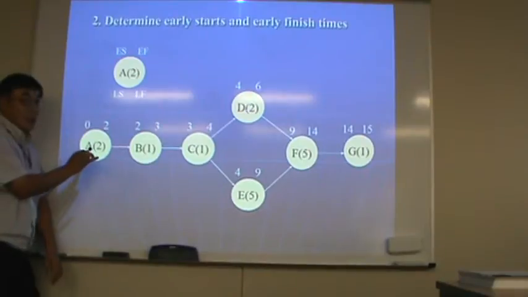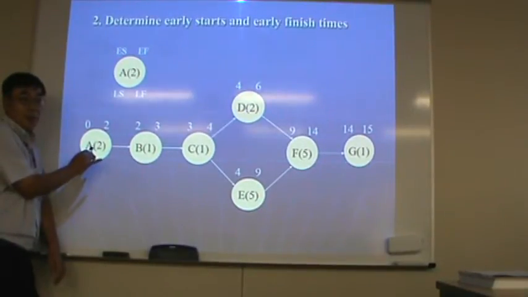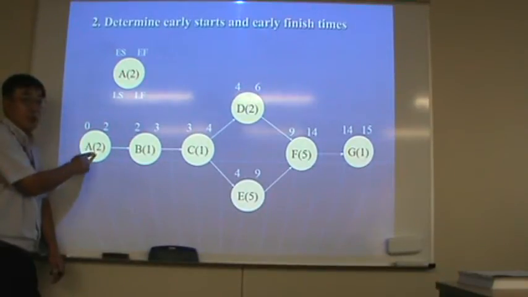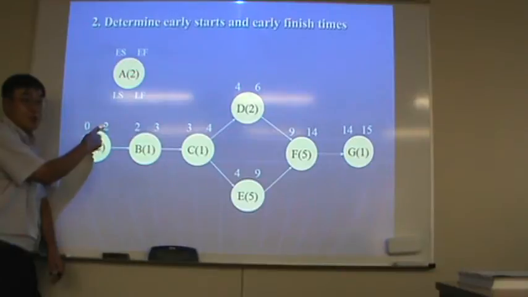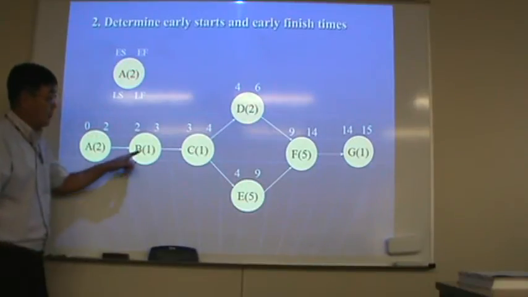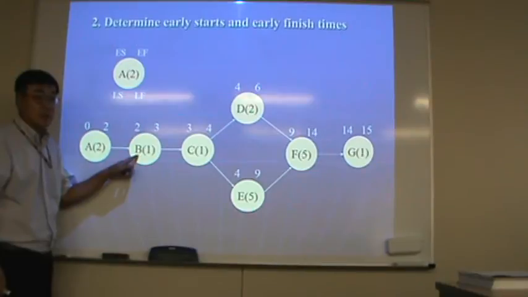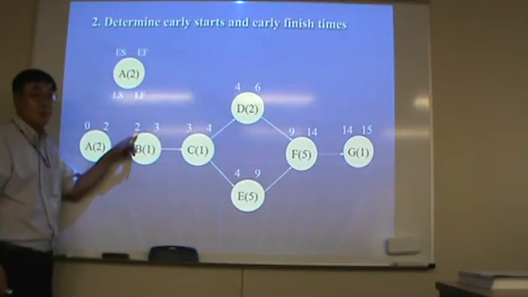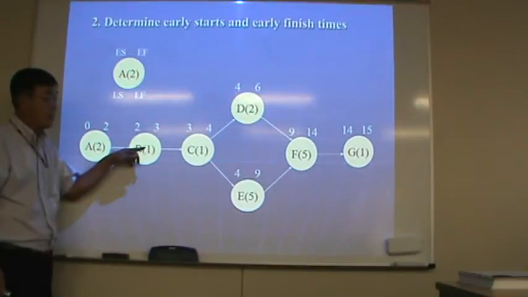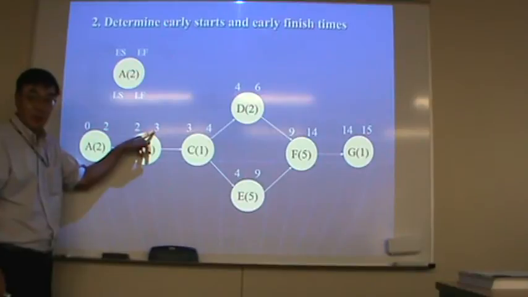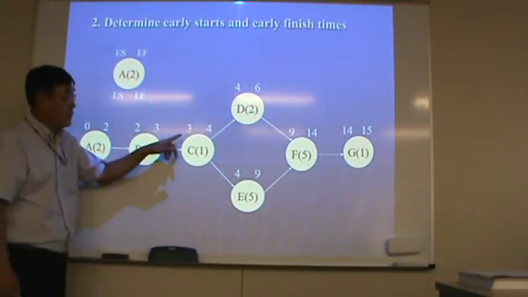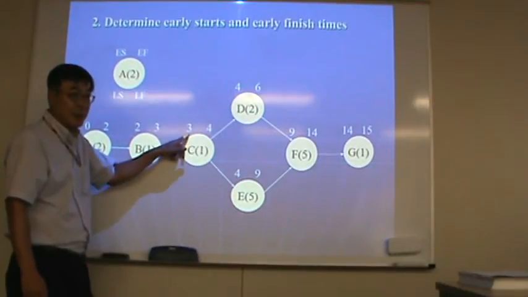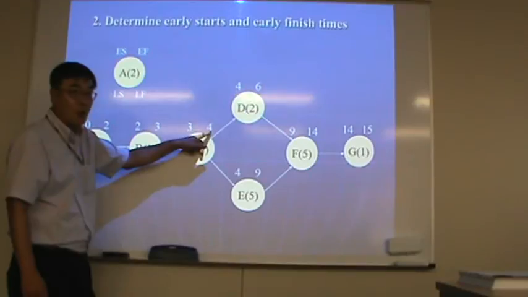Get this. Activity A is the starting point, right? Start time is 0, and then use 2 weeks, so finish time is 2. Activity B can start after A finishes, right? So starting point is 2, then use 1 week, 3. C can start after B, so starting point is 3, and use 1, 4, right?